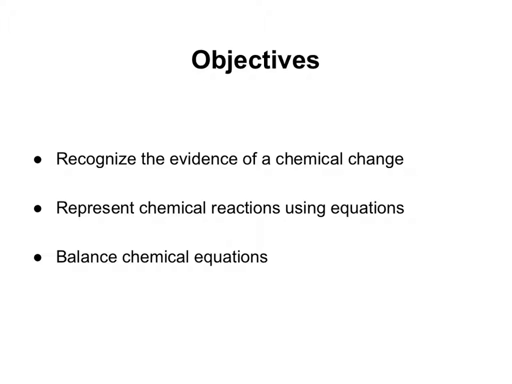So we're going to talk about signals that you've got a chemical change going on, versus a physical change, which we've talked about, the difference between those two. How to write a chemical equation, and there's kind of a couple of different ways to write an equation. There's simple versions and then the complete version. And then we'll go through the process of how to actually balance a chemical equation.